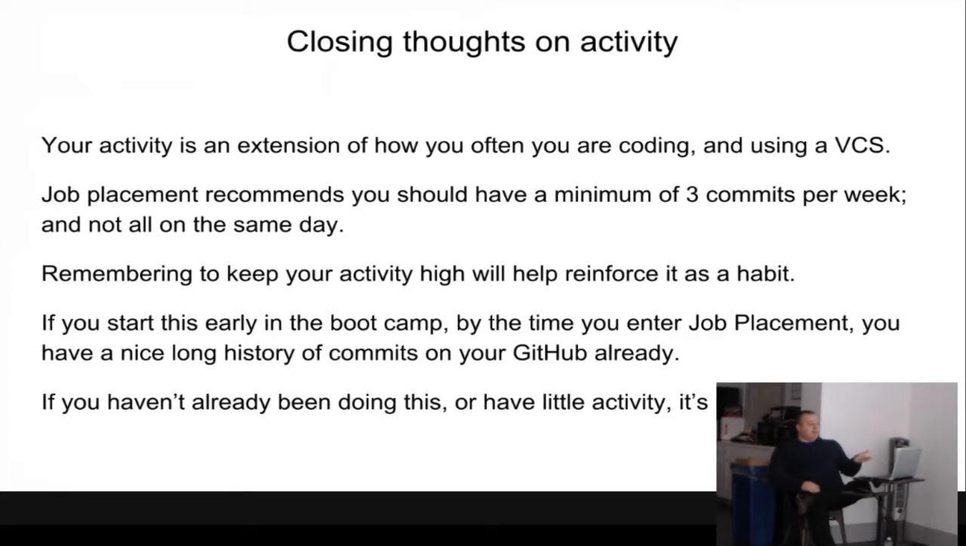The job placement department recommends that you should have a minimum of 3 commits per week, and not all on the same day. I personally have been doing one commit a day for over a year now, and it's made a massive difference on my GitHub. It's green all the way across the board. It does take time, but if you get into it and start a project and make some changes for maybe 20 minutes and you save it up, you're constantly getting activity every day. And remembering to keep your activity high will help reinforce this version control habit.